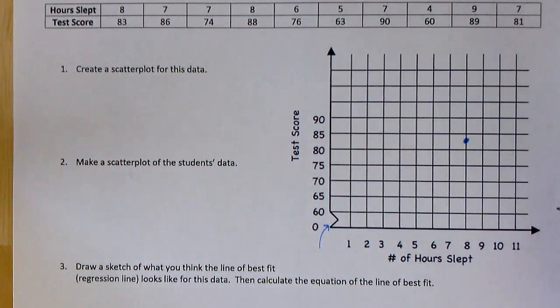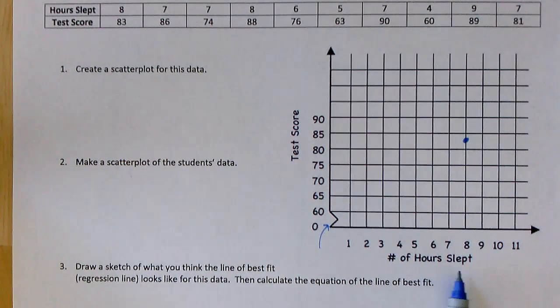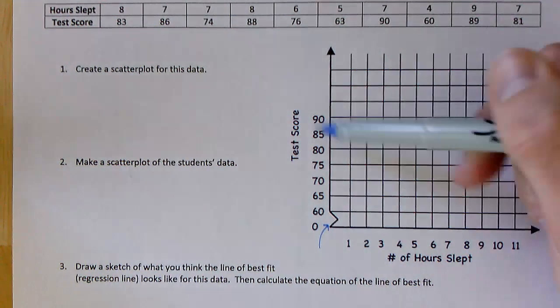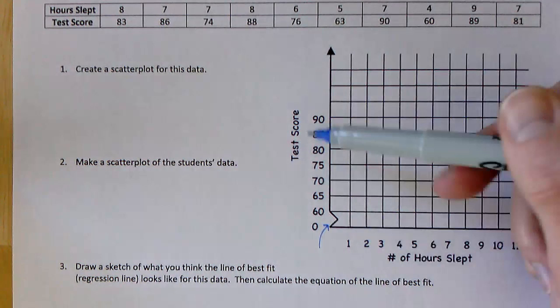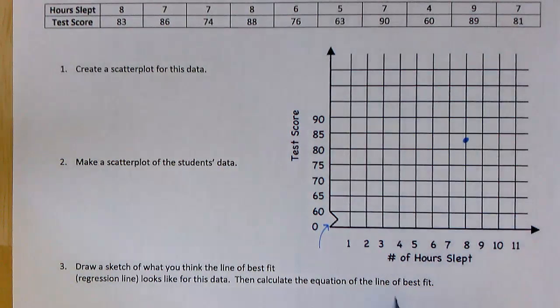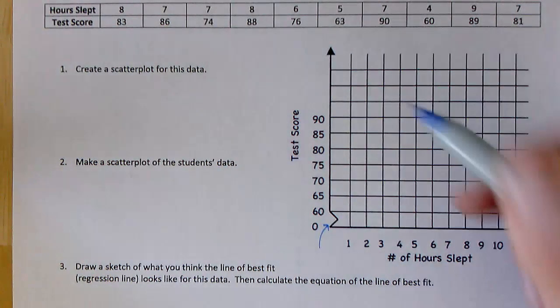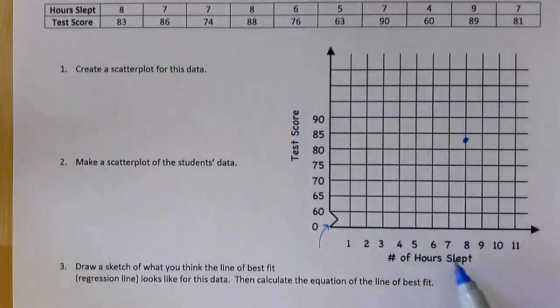So you've got your basic scatter plot set up. Down here, we have the hours slept, and this is the test score. This is the independent thing. This is the dependent thing. We're trying to see what effect this has on this. So the thing that does the changing always shows up at the bottom. That's why we want this down here.